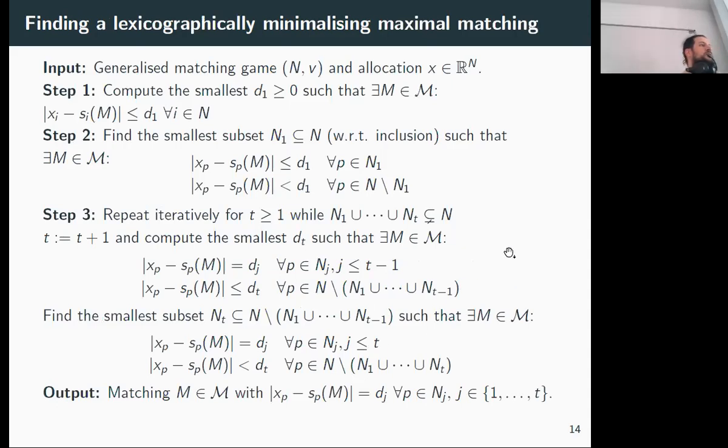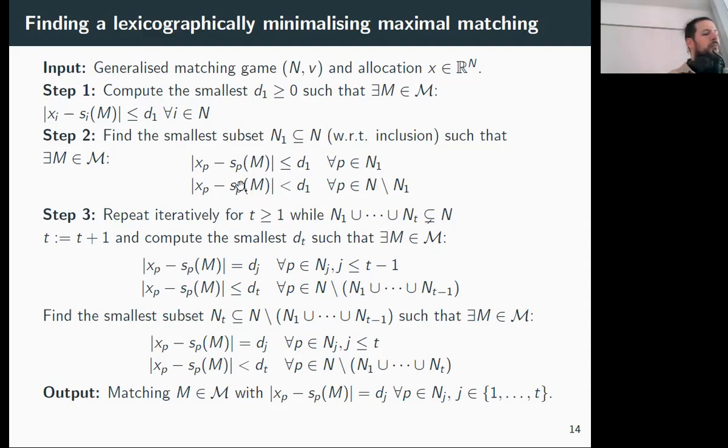Okay, so this is the algorithm to find a maximum matching that lexicographically minimizes the deviation from a target allocation. Let me just quickly guide you through. It's quite simple. Given a generalized matching game and an allocation, first we compute the smallest deviation such that it bounds the deviation of all countries, and we find a maximum matching that achieves that. Once we have the smallest deviation, we're going to minimize the number of countries receiving that deviation. Actually, the smallest largest deviation. So the worst deviation, the number of countries receiving the worst deviation is being minimized.